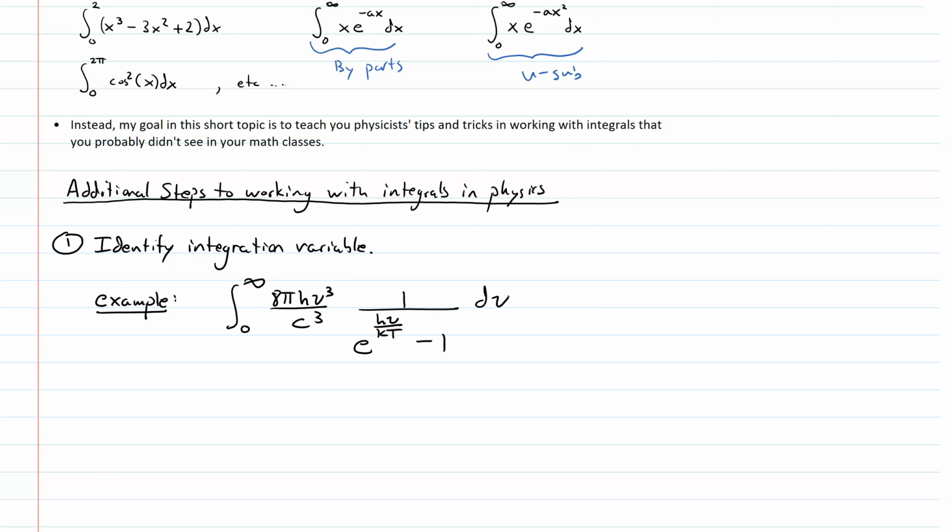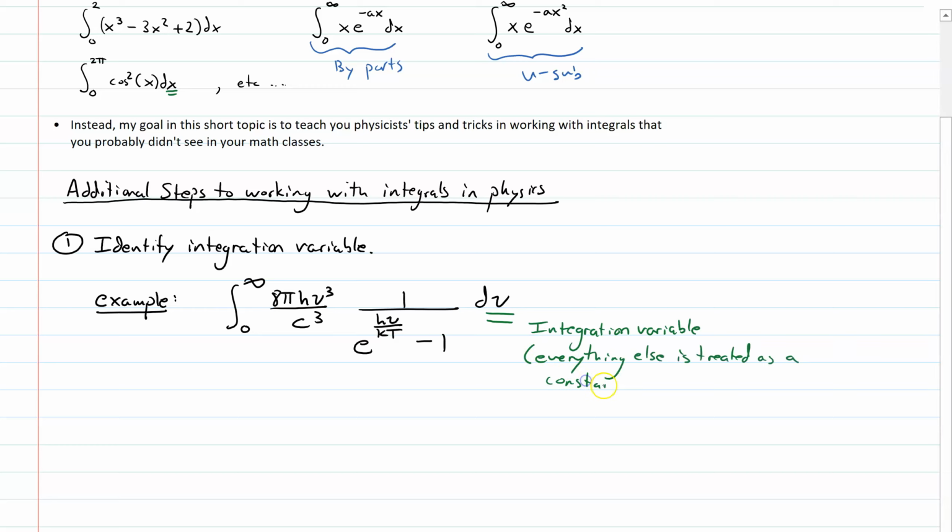And if you didn't see this before, rather than freaking out about it, the first thing you should do is think about, okay, what is the variable that I'm integrating here? And it's the thing after the d, right? So in this case, the thing after the d is nu. It's the Greek letter nu. So this is my integration variable. Of course, all of the ones that you encountered in your calc class have dx, so x is the integration variable. Here it's this Greek letter nu. And that means that everything else can be treated as a constant.